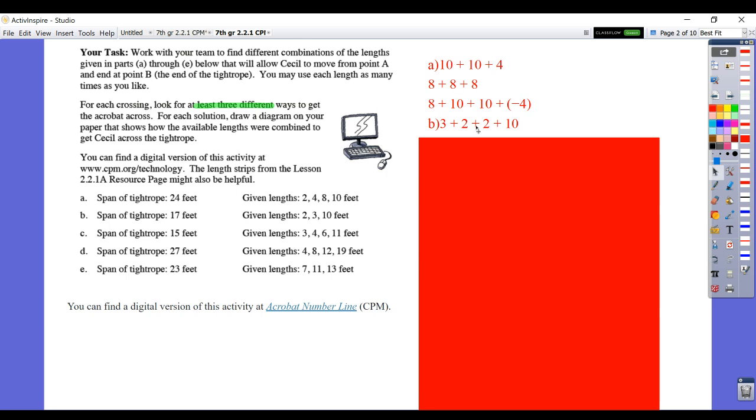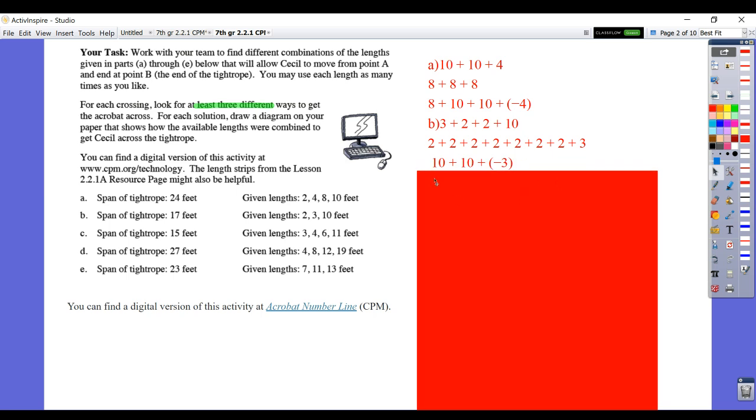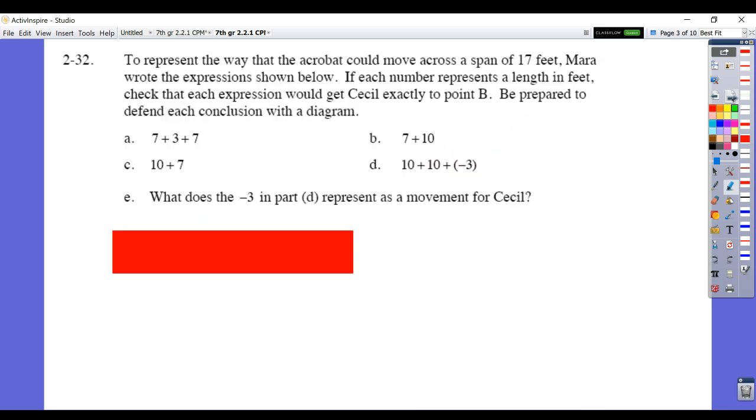Again, as you've seen in A and B, you can use the values more than once. Or you could go with 2 plus 2 plus 2 plus 2 plus 2 plus 2 plus 2 plus 3. That'll equal 17. Or a third one here would be 10 plus 10 plus negative 3. 10 plus 10 would put you at 20. If you add a negative 3, you're going back 3 units. So you'll land at the 17 feet. Remember, they said that the tightrope extends infinitely, so you can go as far forward or as far to the right or left as you wish, as long as you then come back to where he needs to end up. So that's the idea with that problem.